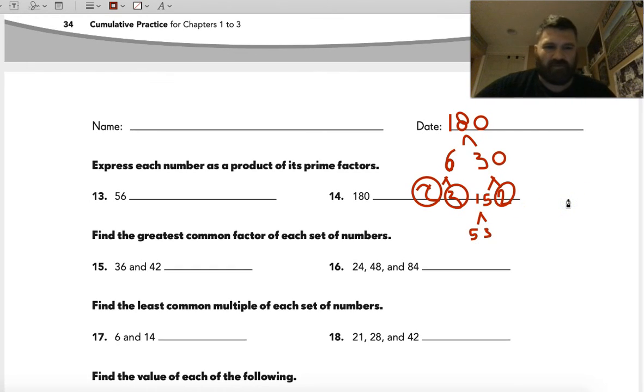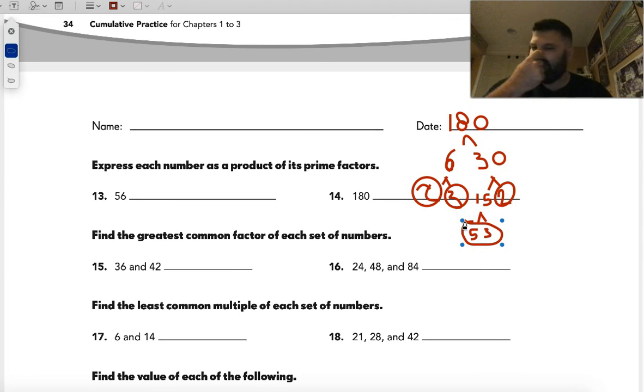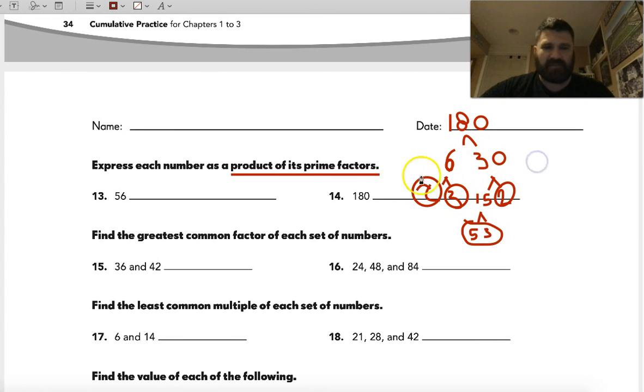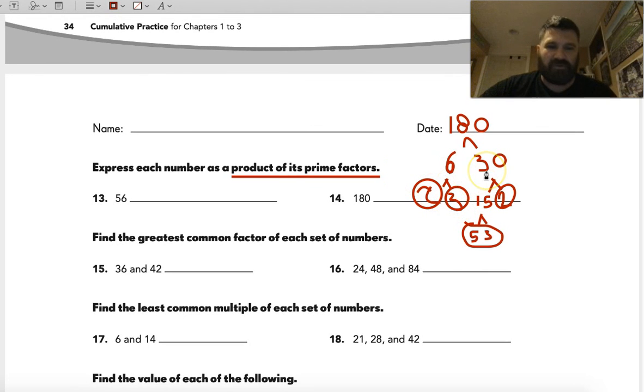Those ones aren't bad. And then I would again circle those. And then make sure, since it says that it's a product of its prime factors, that you're looking for it to be a product. A product is the answer to a multiplication problem. So I'd say 180 equals 2 times 3. Actually, sorry, put them in order. 2. Actually, I'll just write it.